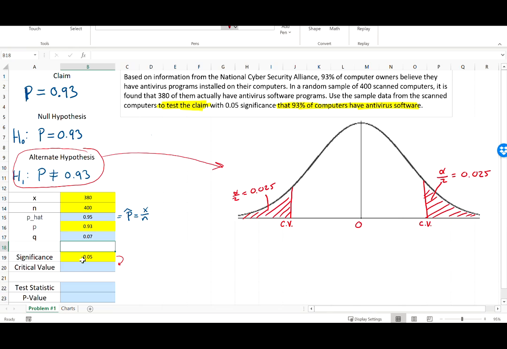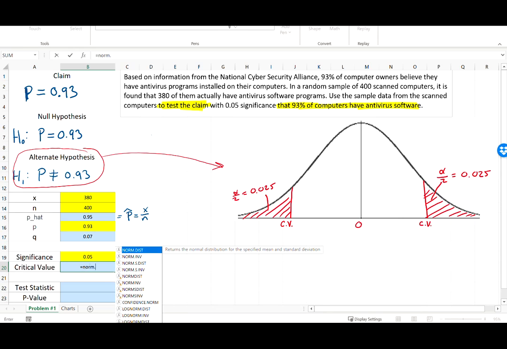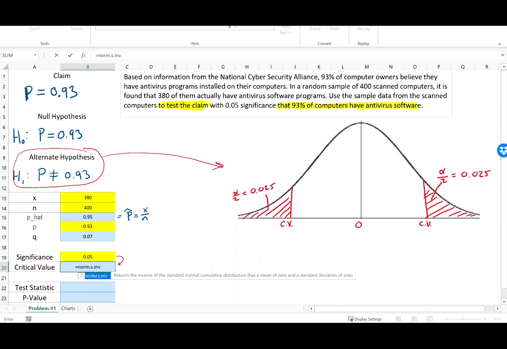And we could figure that out in this case with equal norm.s.inv, using 0.025. That will give us this negative critical value here, negative 1.96. But we want to use the positive one in our test statistics, so let's go back into that formula and just throw a negative sign in there. So we're basically taking the negative of the negative critical value. There's a few different ways you could go about this.